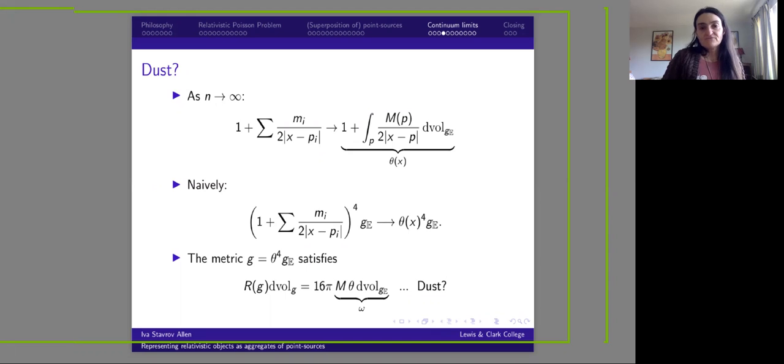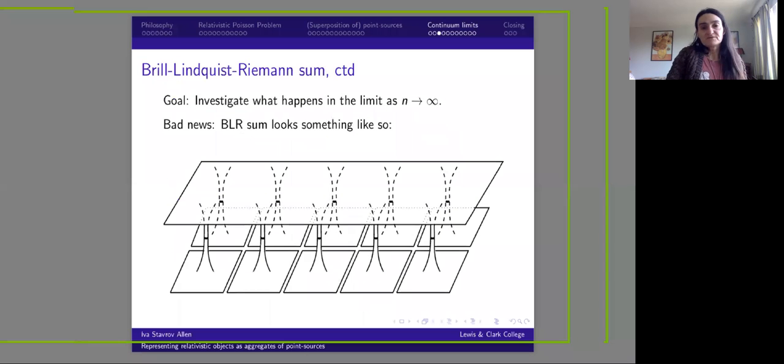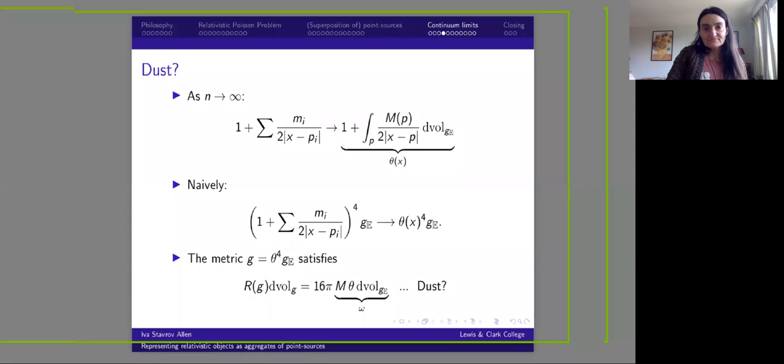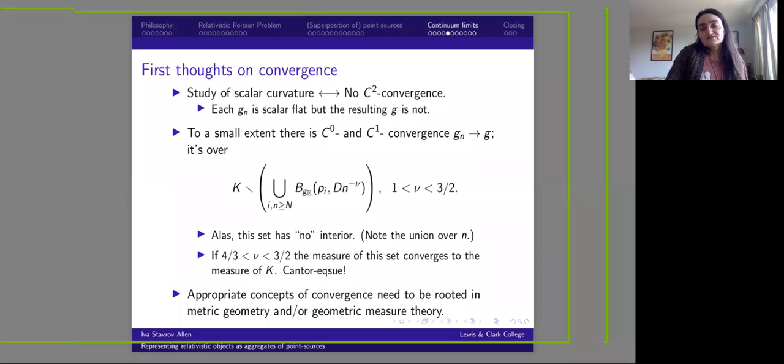And if you look at, for example, the Hamiltonian constraint satisfied by the metric theta to the 4th g Euclidean, which is at the very bottom of my page, you will find out that the kind of hopeful limit of these geometries is nothing but a constraint equation for a dust cloud. So hope that things would work is rooted in this, yet you look at the previous picture, and I don't know about this whole thing. Whatever convergence it is, it's not going to be an easy convergence. Considerations of scalar curvature will tell you pretty quickly it's not a C2 convergence.